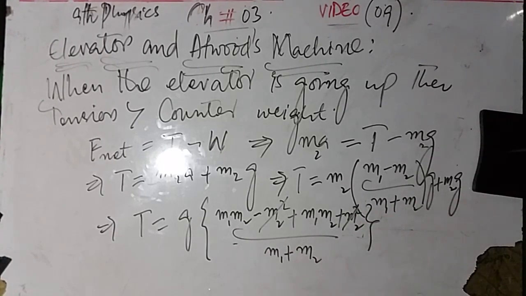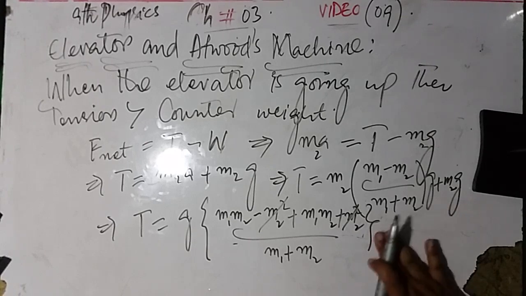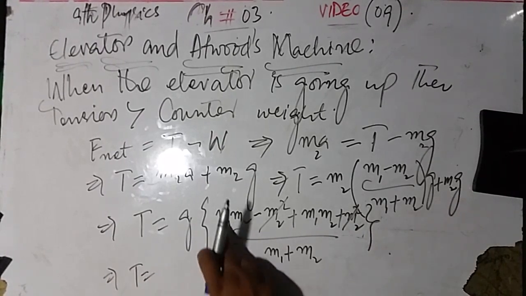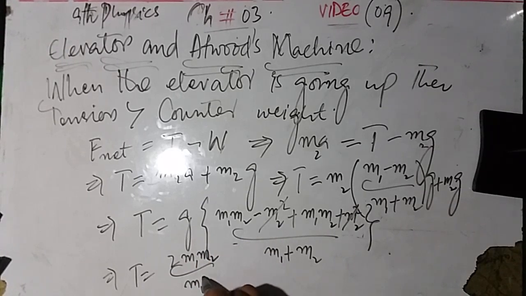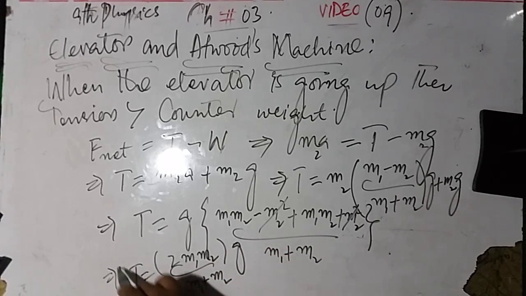The m2 square terms cancel, and the tension for the elevator will be equal to m1m2 plus m1m2, that is 2m1m2 divided by m1 plus m2, multiplied by g. That is the mathematical equation for the tensional force of the elevator arrangement.